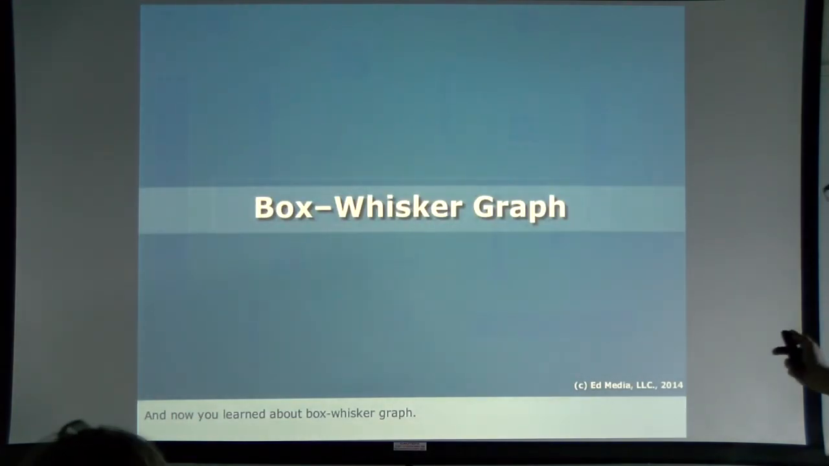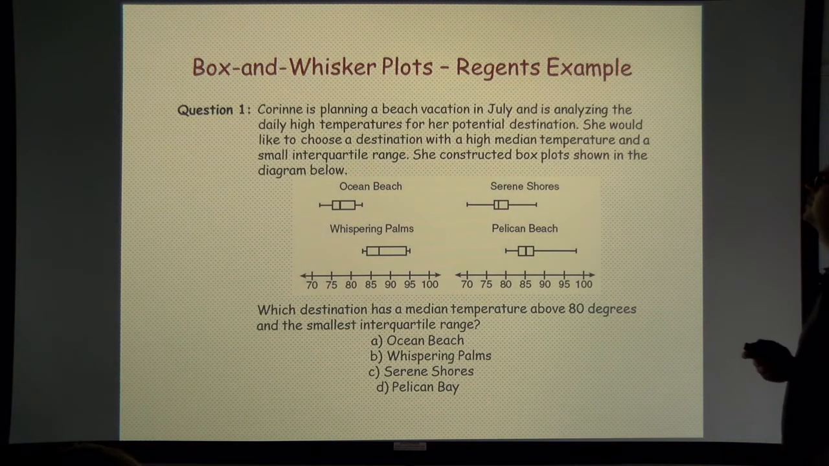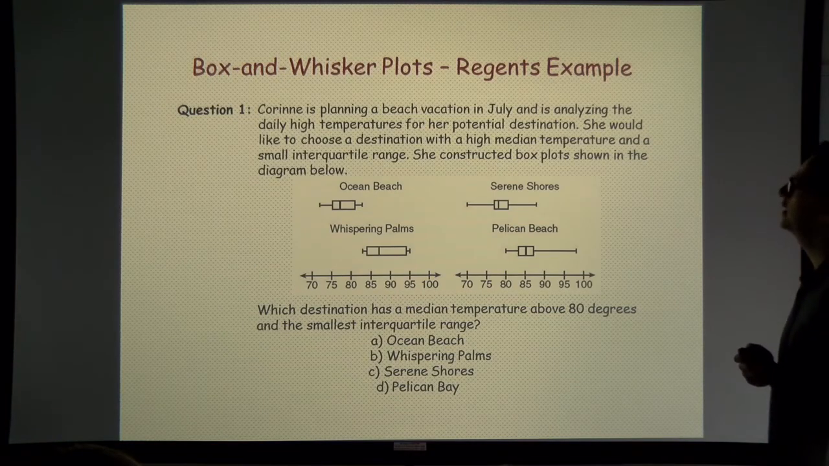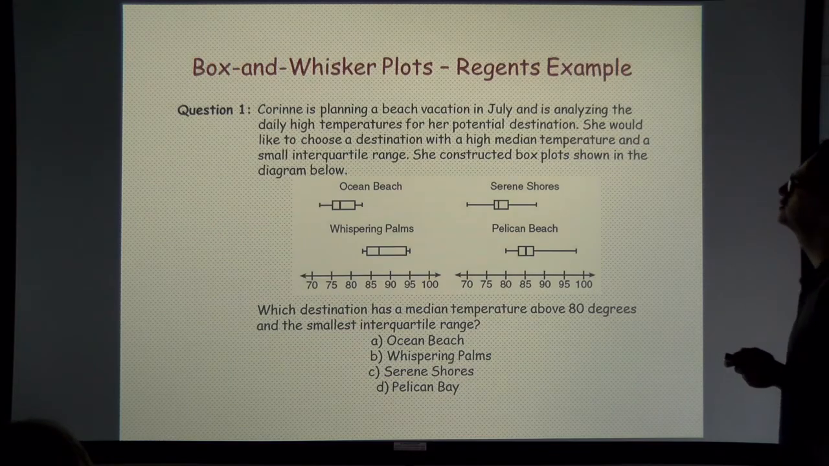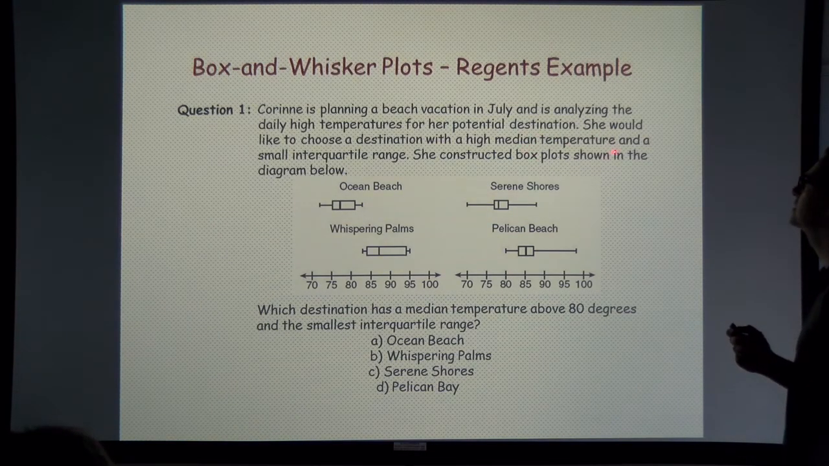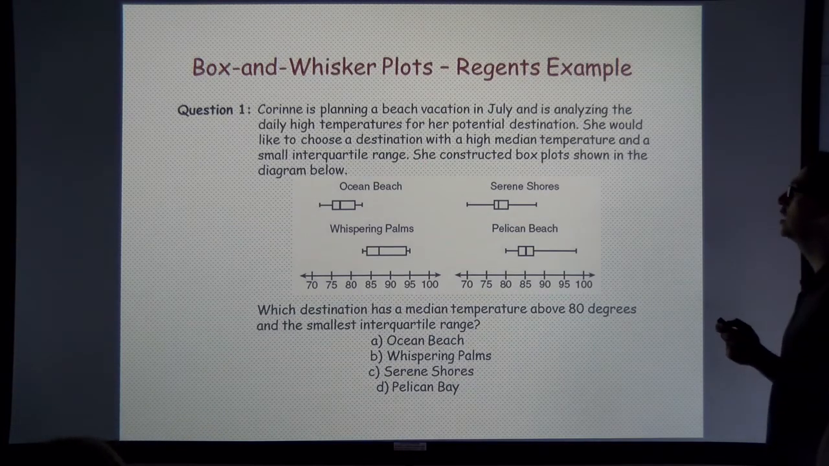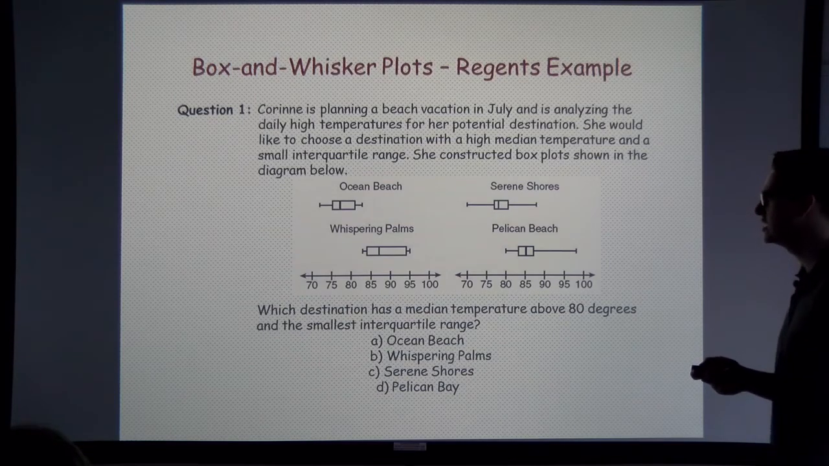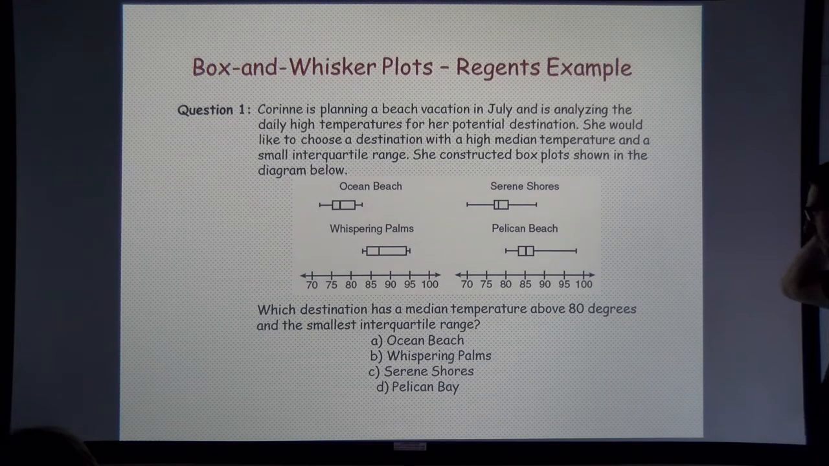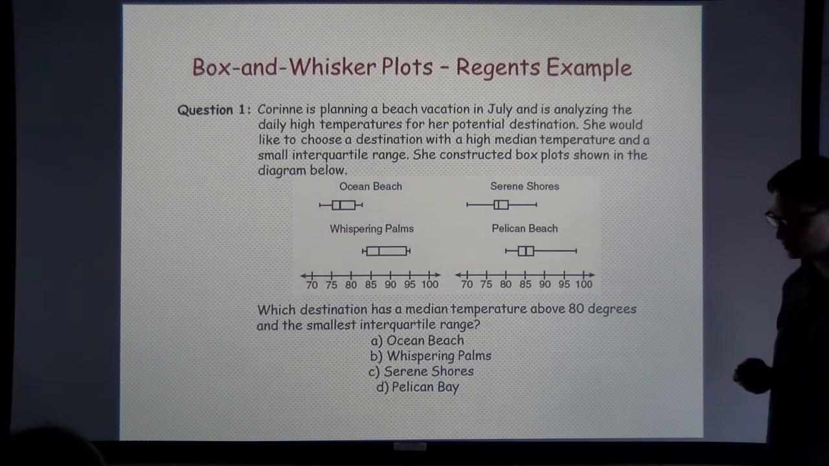Have you guys dealt with box and whisker graphs before? Okay. So Corinne is planning a beach vacation in July and is analyzing the daily high temperatures of her potential destination. She would like to choose a destination with a high median temperature and a small interquartile range. She constructed box plots shown in the diagram below. Which destination has a median temperature above 80 degrees and has the smallest interquartile range?